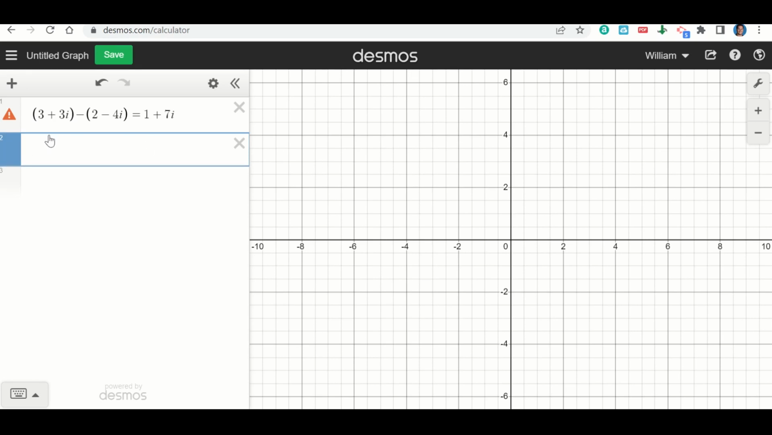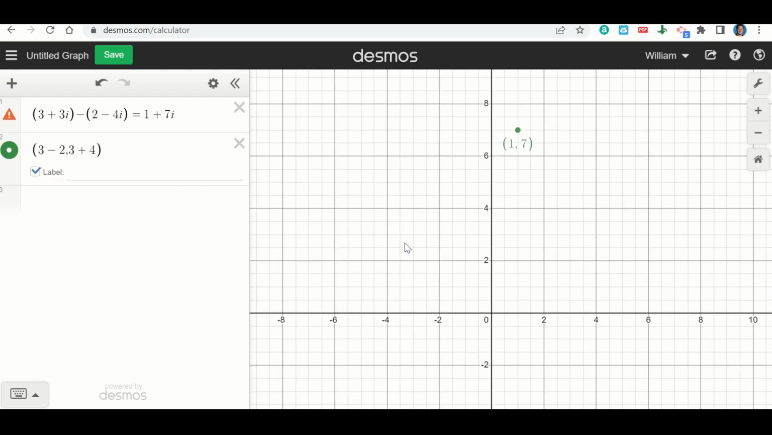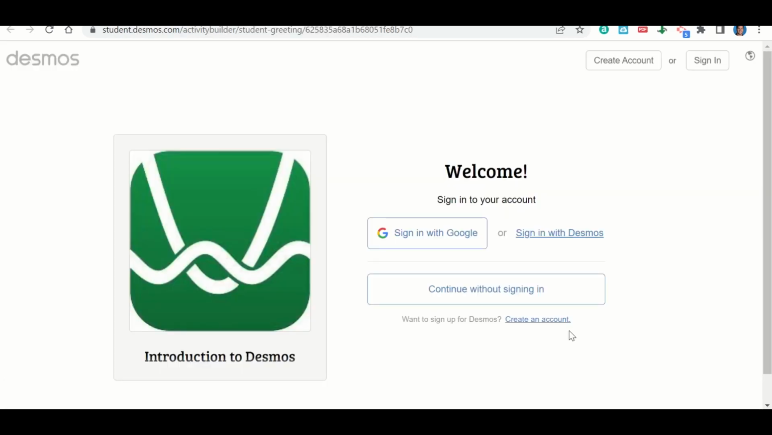And now we can check our work. So we're going to go ahead and create a coordinate. So this is 3 minus 2, comma, and then we have 3 minus negative 4, which is plus 4, which is up here. And we can see that it's at 1, 7, which is exactly the same thing we got here. So this is how you can use Desmos to check your work when adding or subtracting with complex numbers. Let's talk now about how to sign in to Desmos to complete your work.